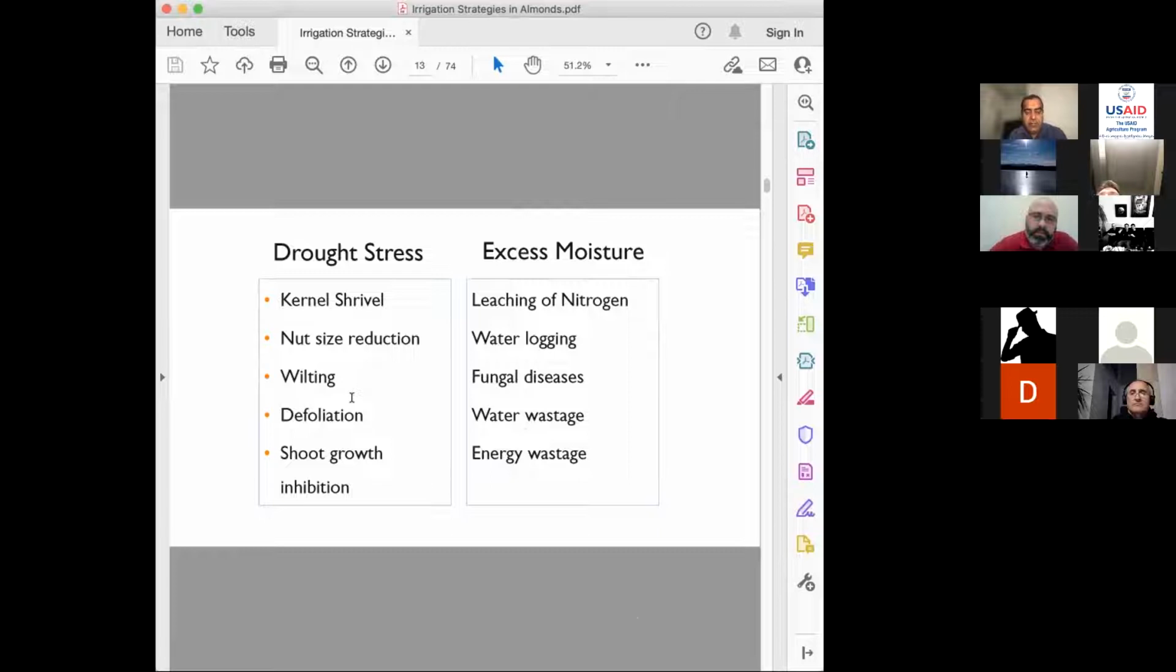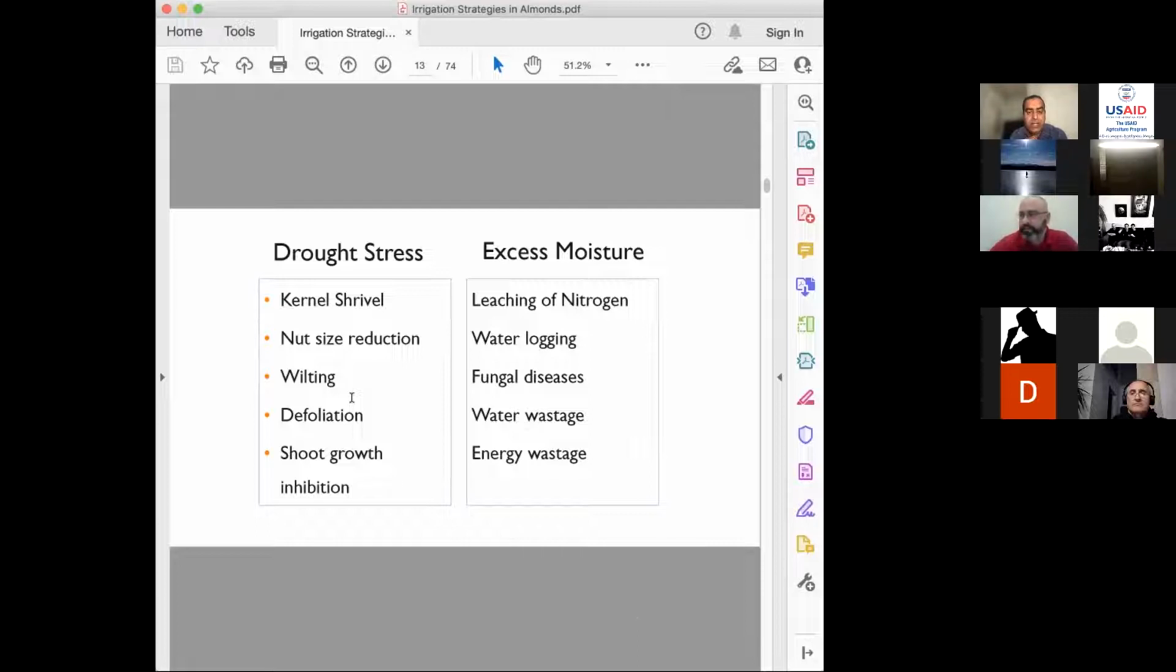But just to give you an overview, we have to walk a fine line because almond trees, if they get drought stressed, which we have a lot of these days in California, this year was a drought year. And I've seen in Georgia, there were a couple of orchards that we visited that did not have enough water or had poor quality water. So drought stress really affects your yield and kernel quality. The kernel shrivels, the nut size is low. It can cause wilting and defoliation, and the shoot growth inhibition leads to reduced yields, not only this year, but also the next year.